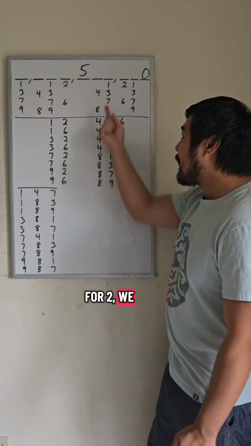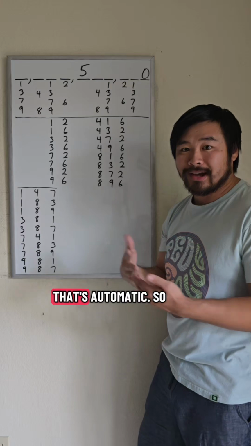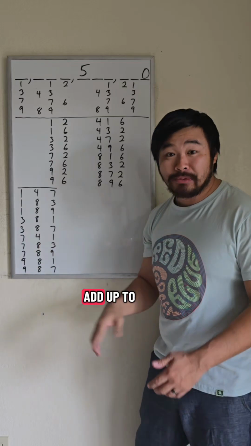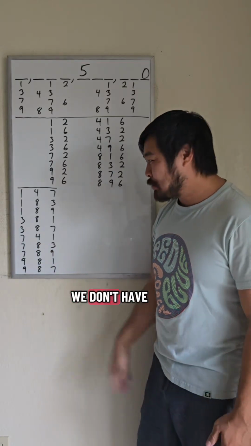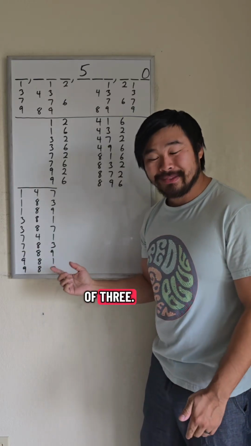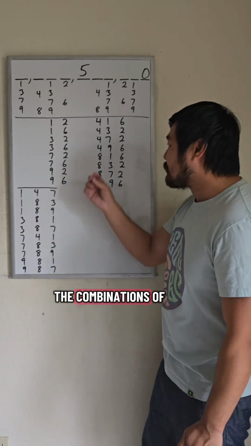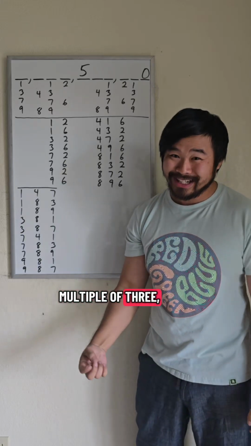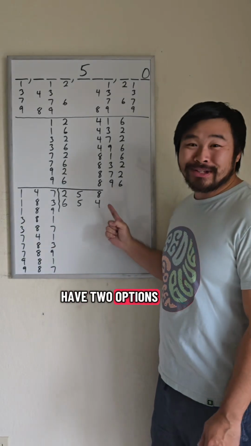For 2, we don't have to worry about the last digit being even, that's automatic. So let's just check to see if the sum of the 6 digits add up to a multiple of 3. We don't have to worry about the first 3 digits because we just did that. The sum will be a multiple of 3. So let's find the combinations of the 4th, 5th, and 6th digits so their sum is a multiple of 3. And we only have 2 options for that.